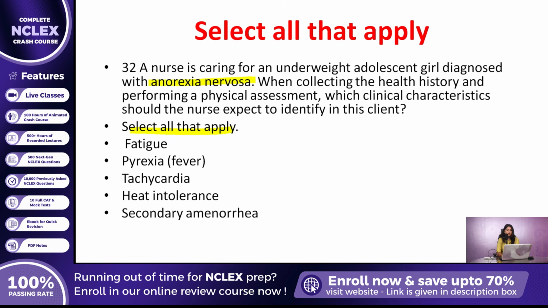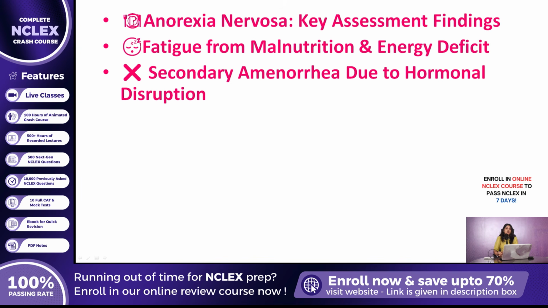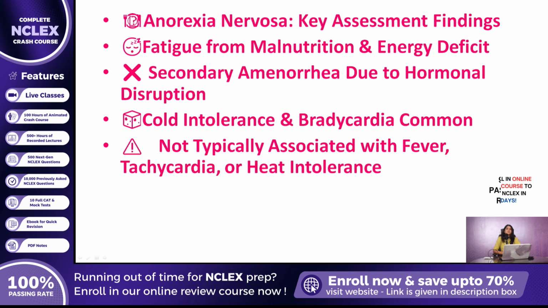E. Secondary amenorrhea. When assessing this underweight client, the nurse should anticipate signs such as fatigue and secondary amenorrhea, which are the correct answers. Fatigue occurs commonly due to severe caloric restriction, malnutrition, and low energy availability, often resulting in overall weakness and lethargy. Secondary amenorrhea, or the absence of menstruation after normal cycles have begun, is another key indicator, caused by disrupted hormonal regulation from extreme weight loss and nutritional deficiency. On the other hand, findings like pyrexia, tachycardia, and heat intolerance are not typical in anorexia nervosa. Instead, clients often display bradycardia and cold intolerance due to a slowed metabolic rate.